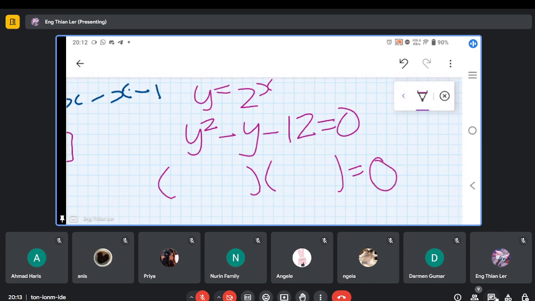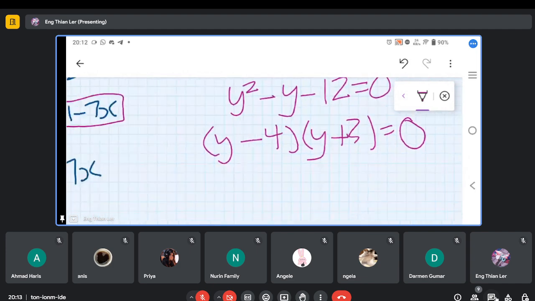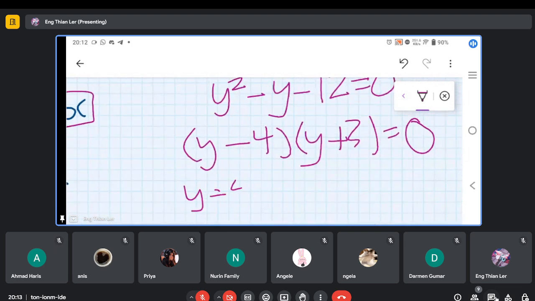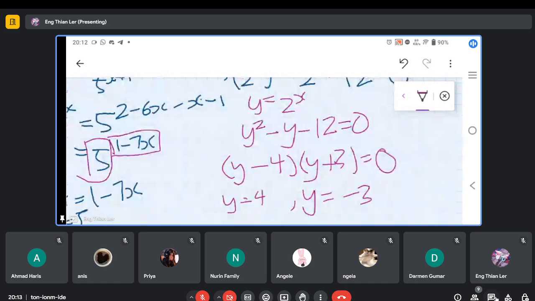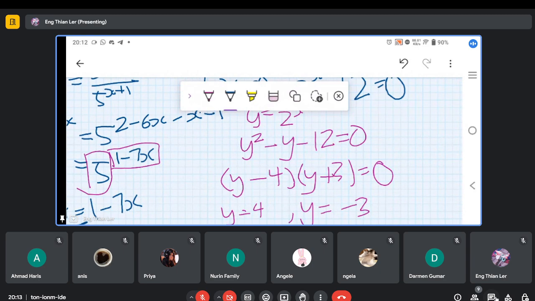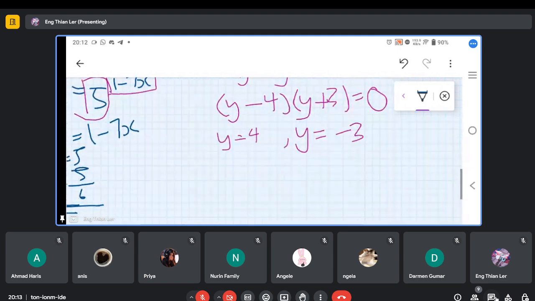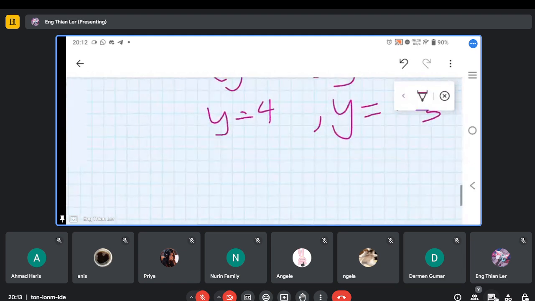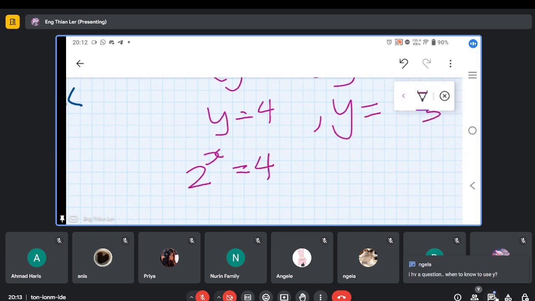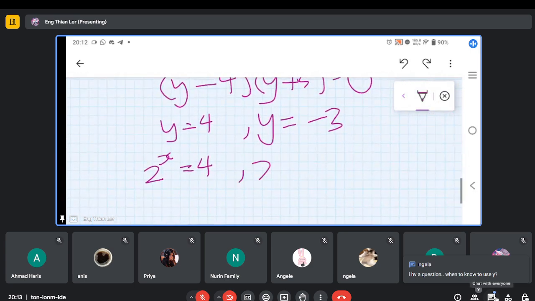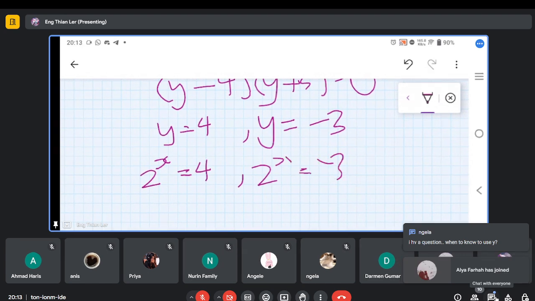And then we factorize. Negative 4 plus 3 is negative 1, so yeah. We get y equal to 4 and y equal to negative 3. But y is also equal to 2 to the power x, so we rewrite this again: 2 to the power x equals 4 and 2 to the power x equals negative 3.